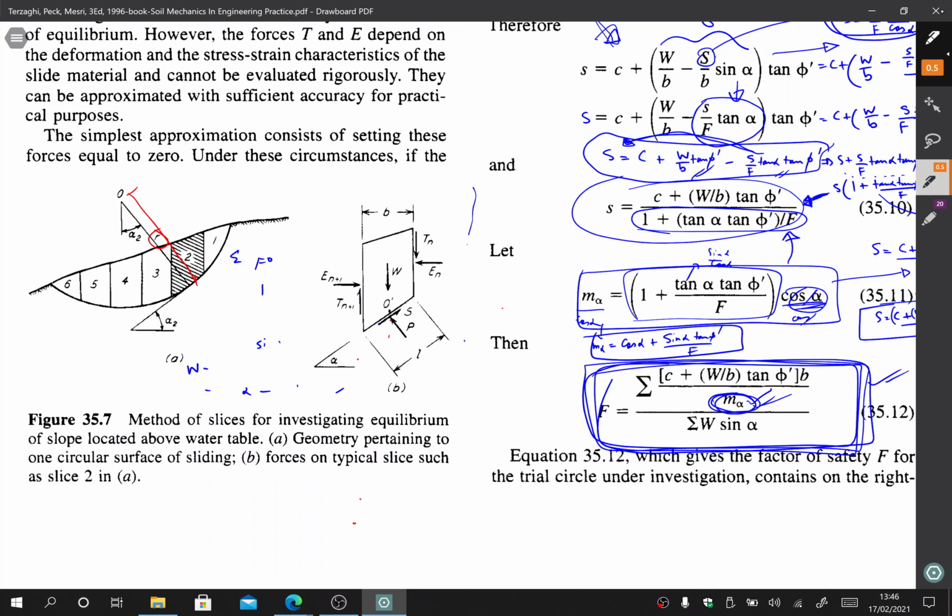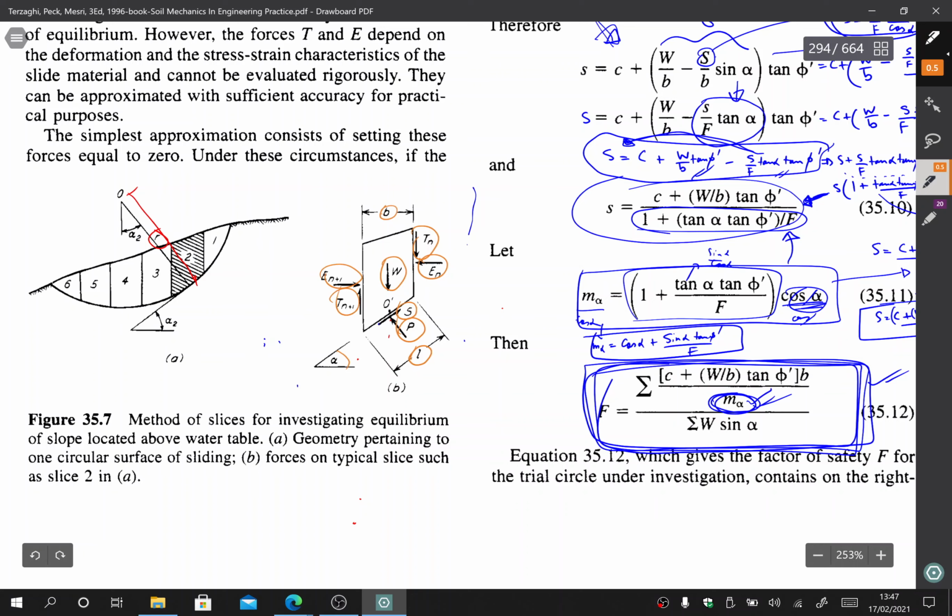Bishop method of slices, again we are considering a number of slices. The forces acting on a slice are indicated in the figure here. We have already seen the weight factor that is acting downward, shear strength that is acting parallel to the failure plane, and the reaction force P. Horizontal width is B, inclined length of the slice at the bottom is L, and the angle of inclination is alpha. You see here that we also have some tangential forces on the sides, Tn and En here, and En1 and Tn1 here.